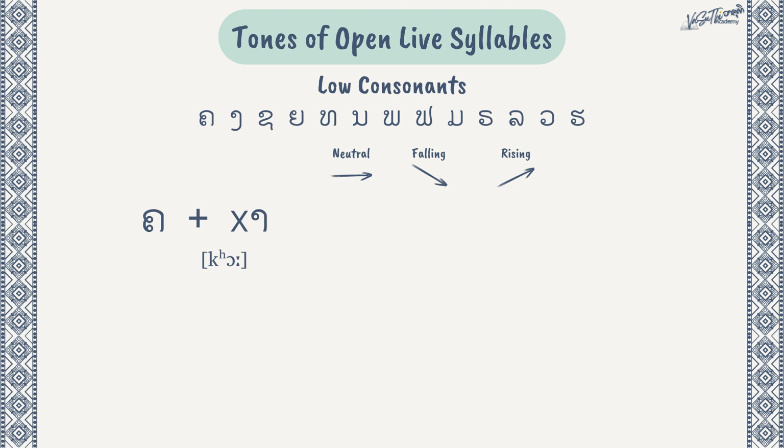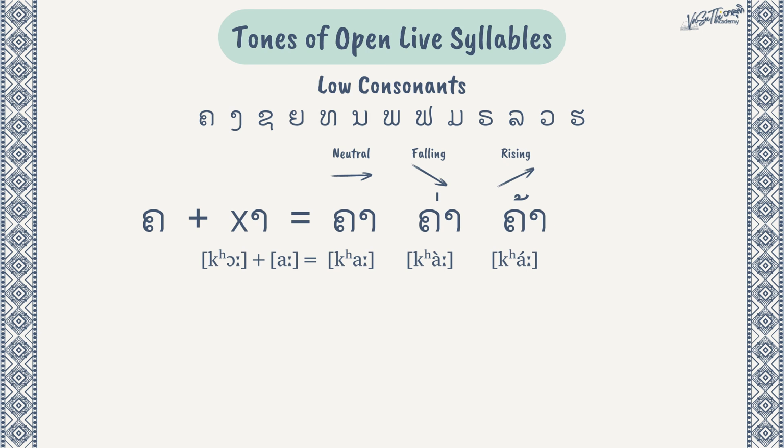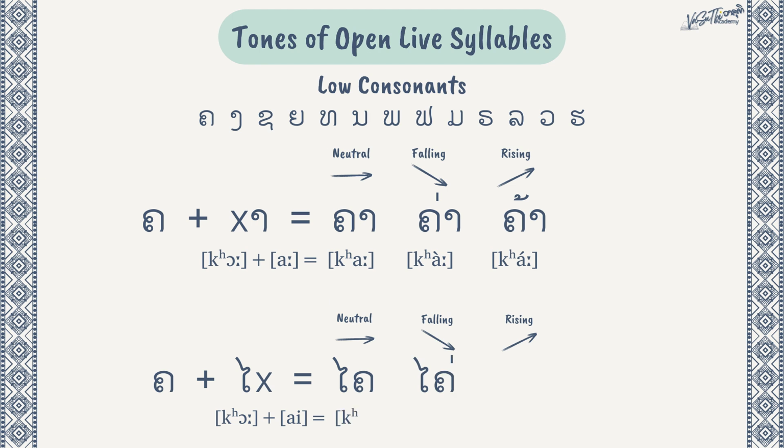When the initial consonant belongs to the group of low consonants with a long or special vowel, without accent, the tone is neutral. With accent 1, the tone is falling. With accent 2, the tone is rising. The same tones apply to syllables with a special vowel.